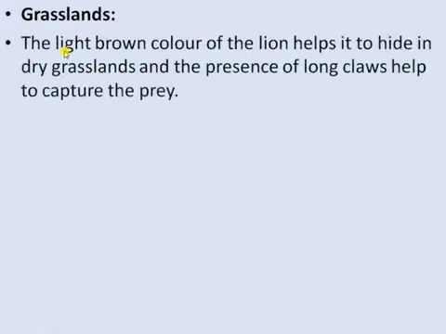Next is the grasslands. These are the adaptations in the grassland. First, the light brown color of the lion helps it to hide in dry grassland, and the presence of long claws helps to capture the prey. Grasslands are large areas covered with tall grasses. Because of the open area and widely spaced trees, grasslands are home to large herds of grazing mammals, such as bison.